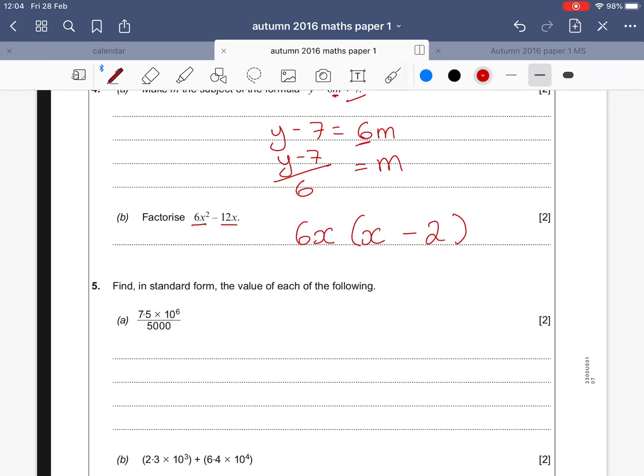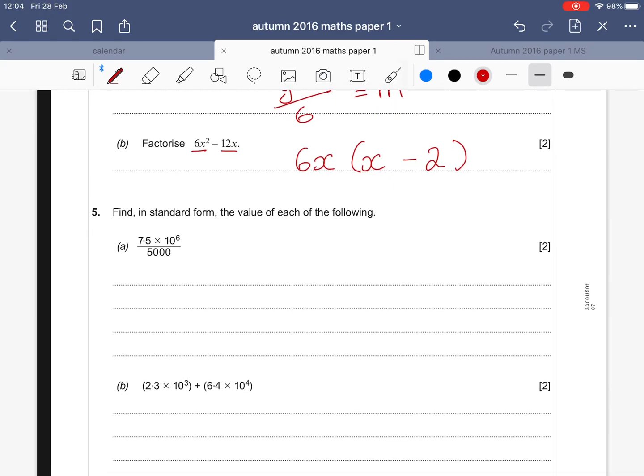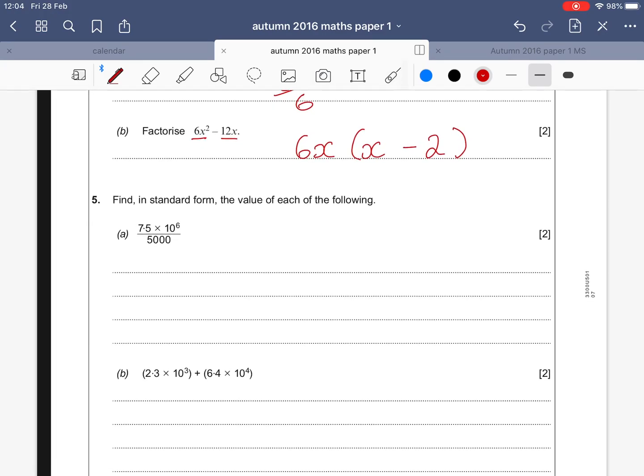Find in standard form the value of each of the following. Right, first one is dividing with standard form. I'm going to write them out of standard form, divide them, put them back into standard form. You can do it a different way. You can put them both into standard form and divide them. It's up to you. But this one, because it's a non-calculator, I would take them out of standard form. So this one is going to be 7, 5, and then 5 zeros, because I've already got 1 5. 1, 2, 3, 4, 5, 6 numbers after the first one. And then the bottom one is obviously staying as 5,000.